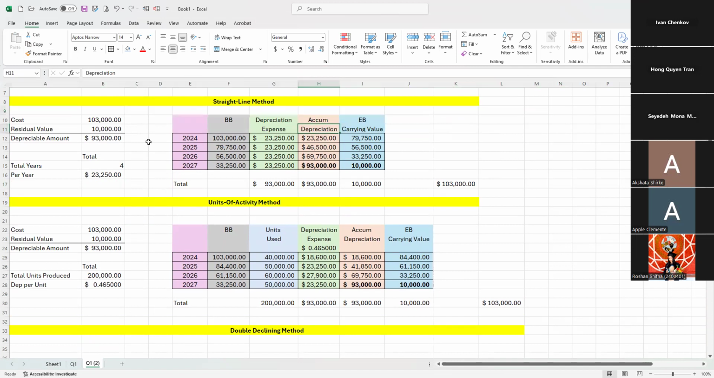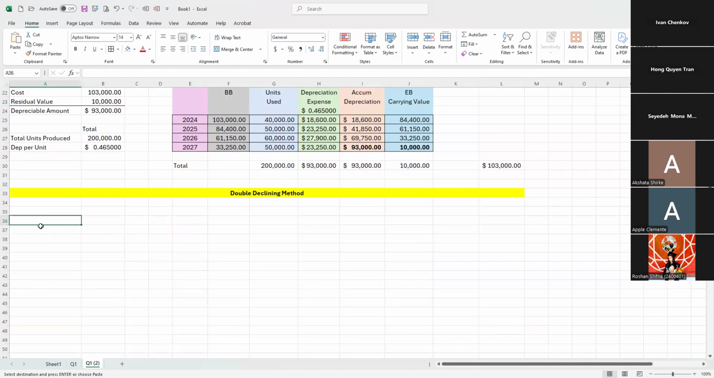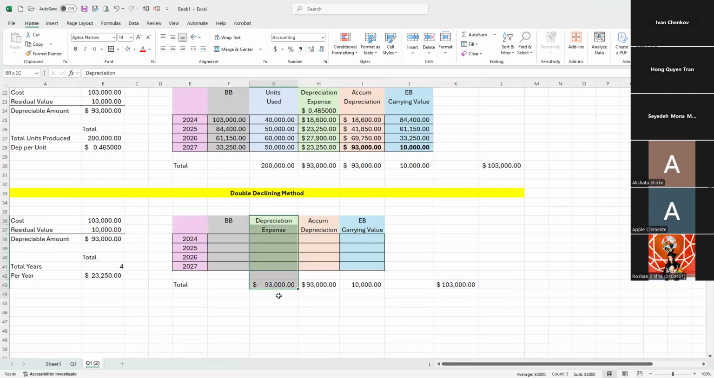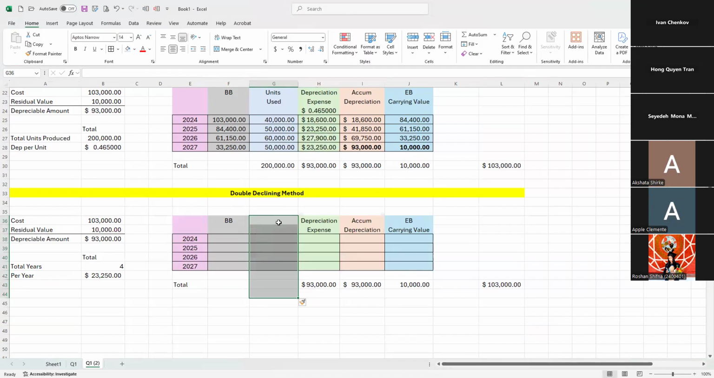So let's copy this information and move it here. For the double declining, we don't need this one. We have to start from scratch. I need the percentage, right? Yes. Let's put this percentage. That will be depreciation percentage.